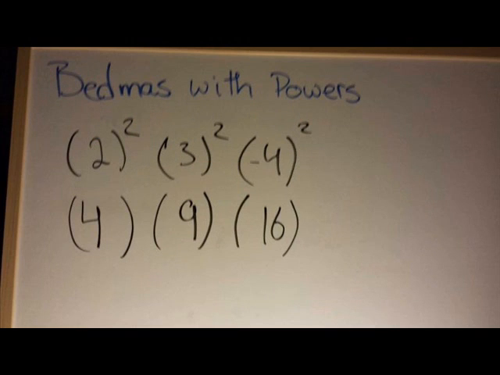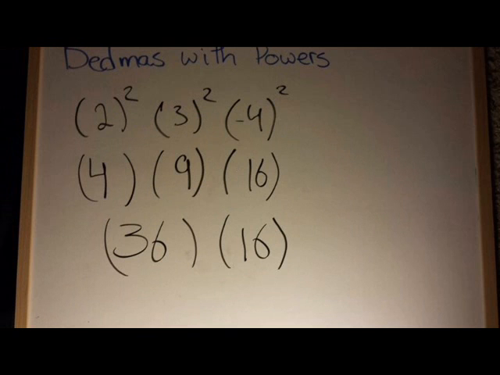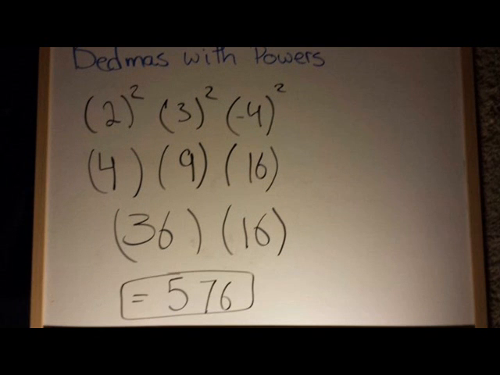So 2 squared times 3 squared times negative 4 squared. Now I have to do the squared first. So it's 4 times 9 times 16. Because there's an even number of squares, it's going to be positive. I find it easier to do them two by two. So 4 times 9 is 36, and 16 goes down, so 36 times 16 equals 576. Now we're going to get into some more.